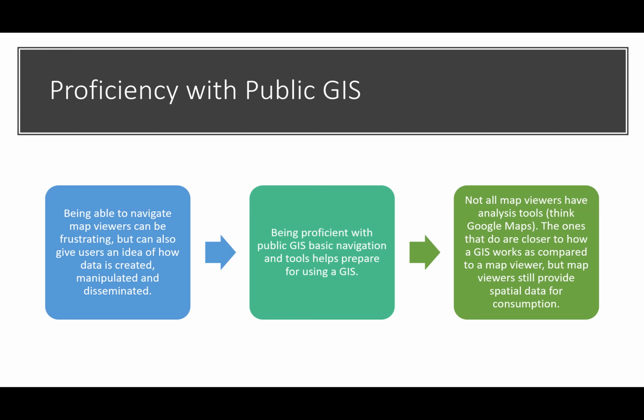Also important to mention that not all map viewers have analysis tools. A good example to think of is Google Maps, where you really can't analyze much. You can analyze distance, like the distance between point A and point B. You can also do some basic area and perimeter calculations, but you really can't do more than that. So the ones that do give you analysis tools are closer to how a GIS works, as compared to just a map viewer where you can't analyze or do anything with that data. But map viewers still provide spatial data for consumption and often for download that you can use.